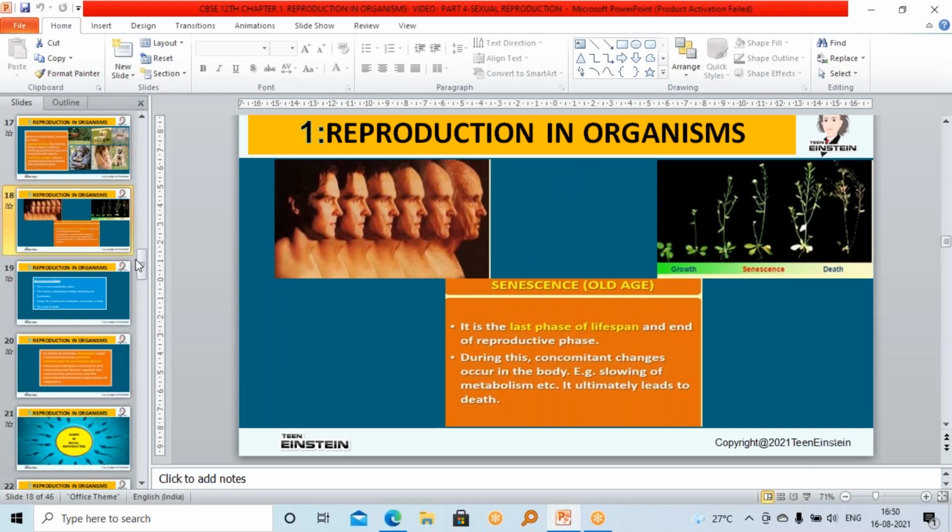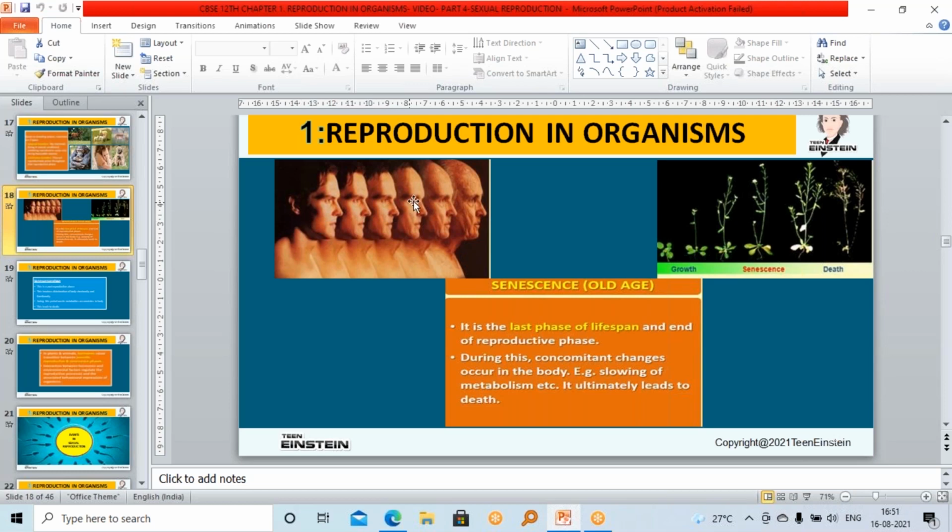Next is senescence or old age. From where we started? We started from the stages of life cycle. We have learned the juvenile phase, and the reproductive stage is clear now. Now the third phase is the senescence phase or old age phase. This is the last phase of the life cycle or lifespan, the ending phase. The starting of senescence is the ending of the reproductive phase. When senescence starts, the reproductive stage will end.